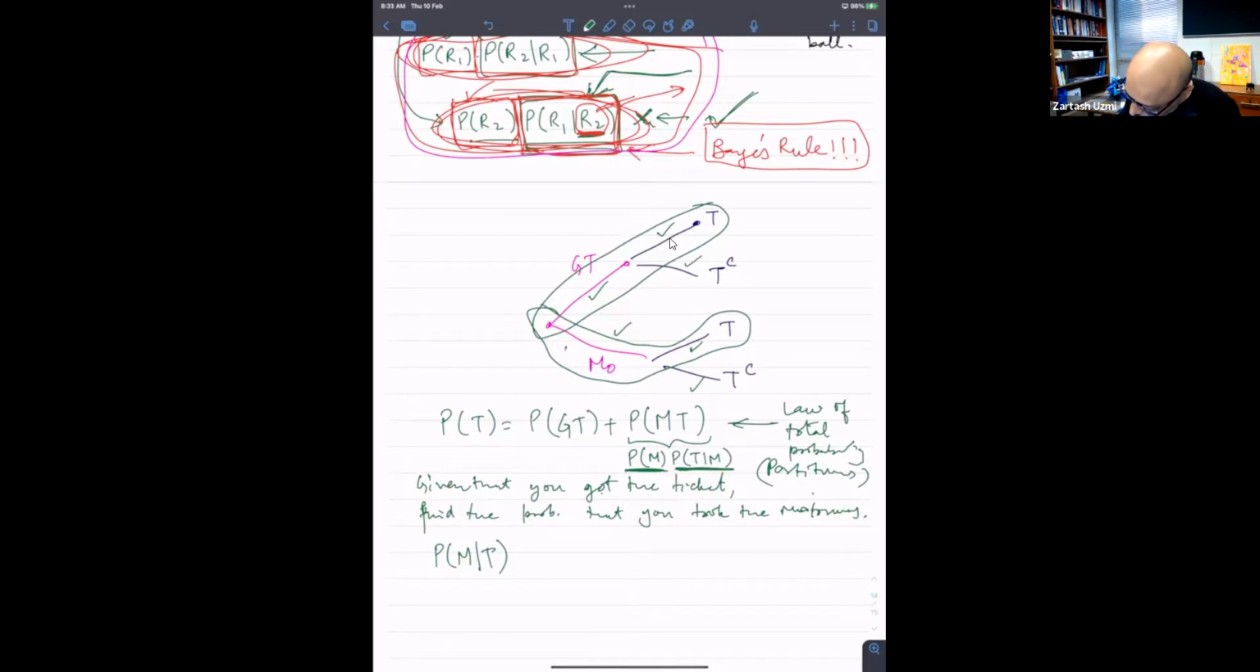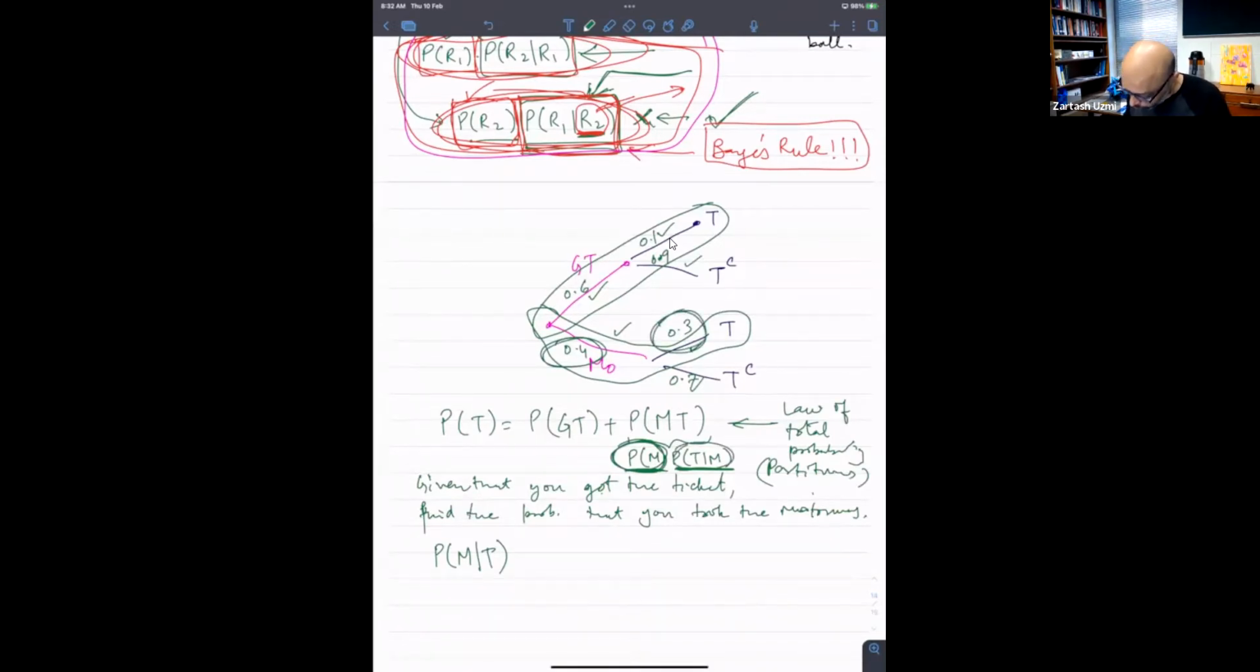So let's say there is a 40% chance you took the motorway and a 60% chance you go through the GT road. 30% chance you got the ticket on the motorway and 70% you did not. And here, 10% chance you got the ticket and 90% chance that you did not get the ticket. Okay? So P of M is 0.4. P of T given M is 0.3.